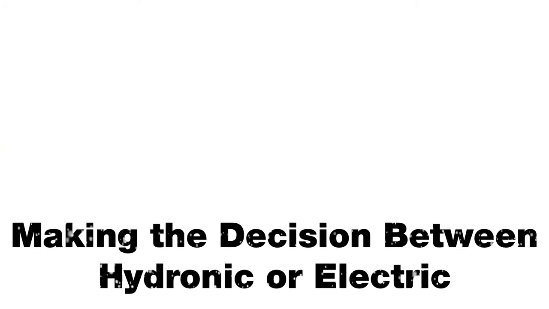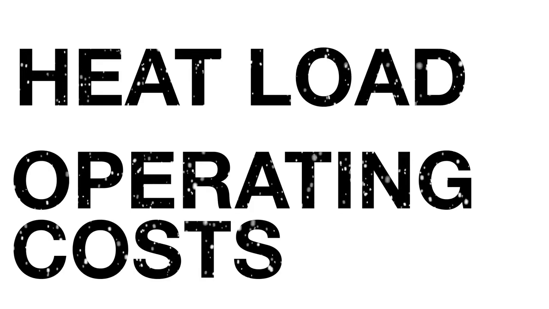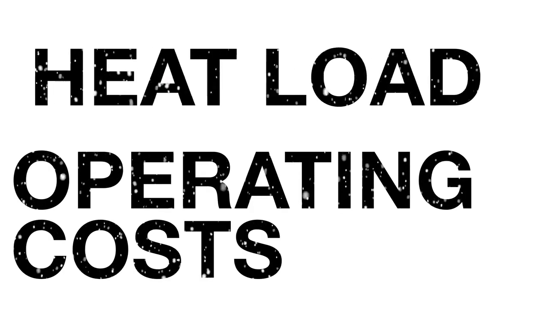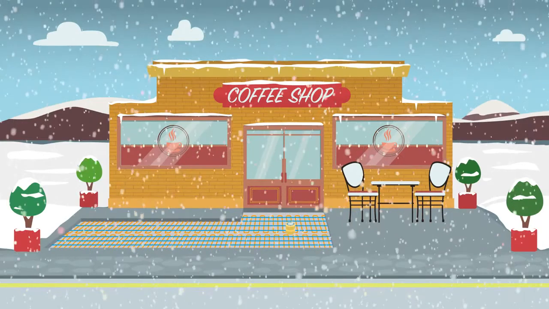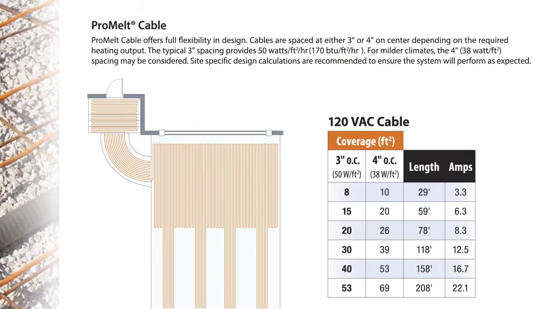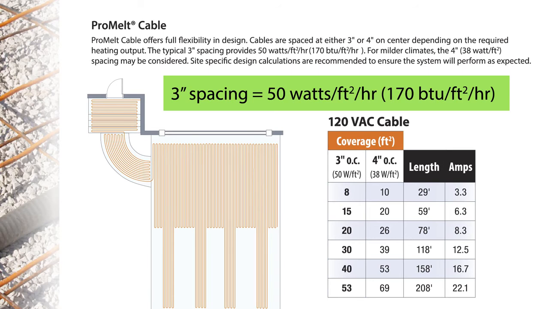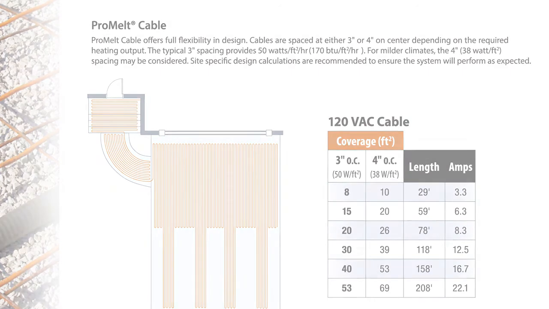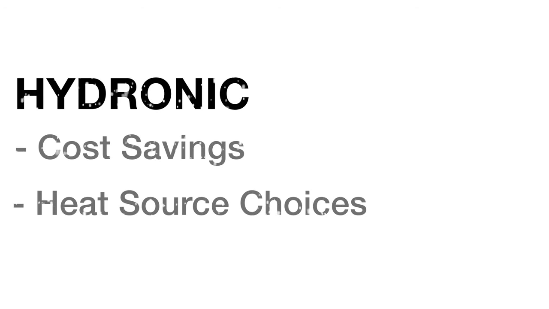Making the decision between hydronic or electric comes down to the heat load and operating costs. For smaller areas or locations with less frequent snowfall, electric snowmelting can be considered. Watts Radiant offers electric solutions with up to 170 BTUs per square foot per hour. If the load is too high for electric, the application will be hydronic. Other reasons for selecting hydronic include the operating cost savings and the range of heat source choices that can be paired with a hydronic snowmelting system.